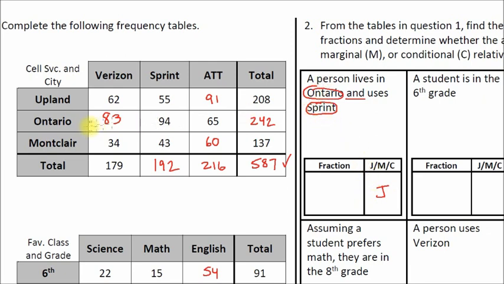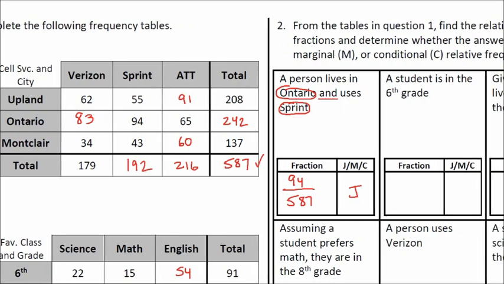And let's take a look. Ontario, here we go, and here's our Sprint. These people are Ontario and Sprint. That means my numerator is 94. And when you do joint relative frequency, you always use the grand total, 587. Almost got confused on that one.